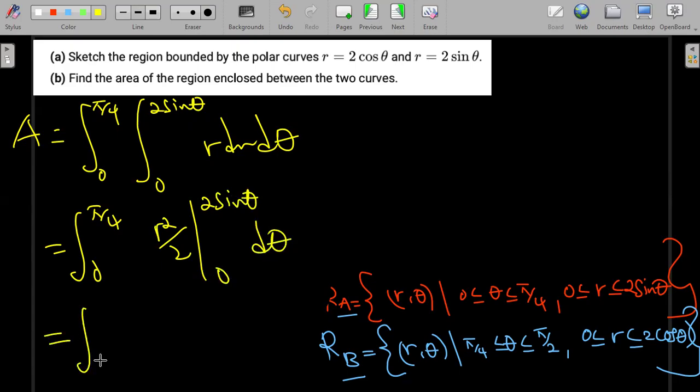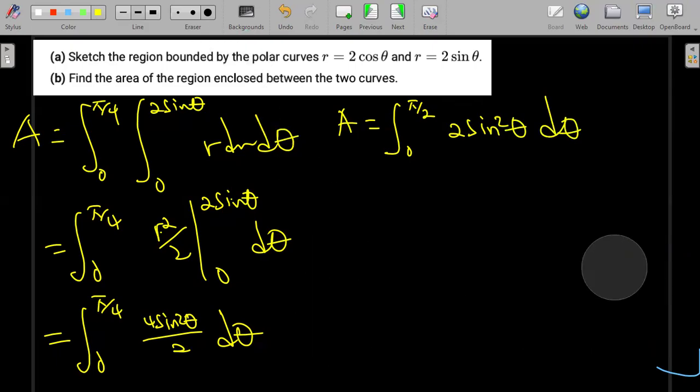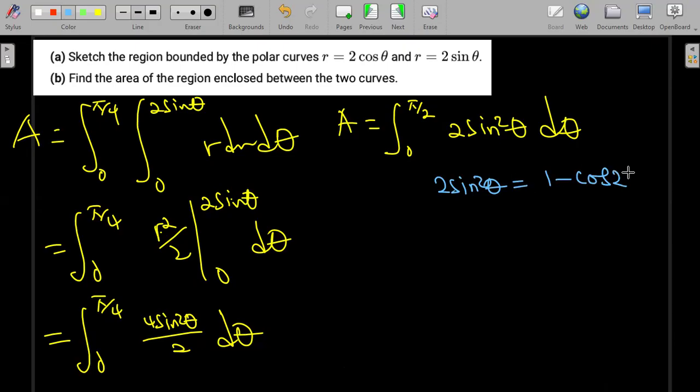So this gives me the integral from 0 to pi over 4 of, when I replace r with 2 sine theta, 4 sine squared theta over 2. If I put 0 there, I'm just going to get 0. So this will be d theta. I'll continue from here. This means that I'm going to have the integral from 0 to pi over 4 of 2 sine squared theta d theta. Recall from the double angle formula that 2 sine squared theta is the same as 1 minus cos 2 theta.